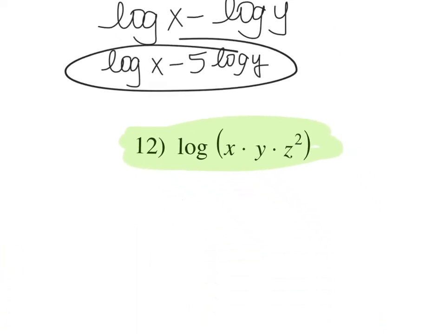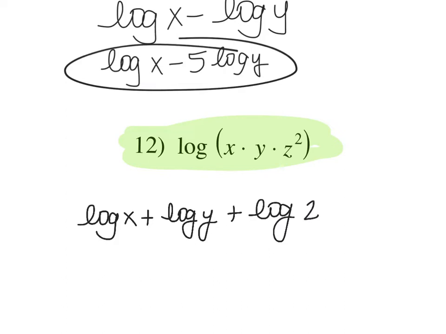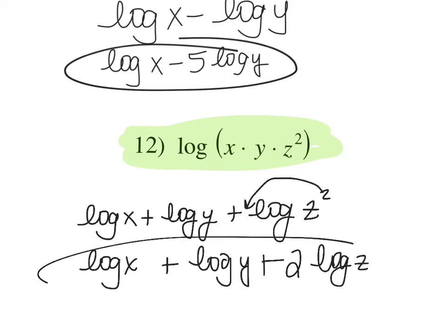There's a bunch of stuff going on here. As soon as you see multiplication, you think what? Addition. So you just rewrite it as log x plus log y plus, good, log z squared. If you see it right away, go ahead. Oh, I got to bring that 2 out in front. So it would be log x plus log y plus 2 log z. Good, Franco.